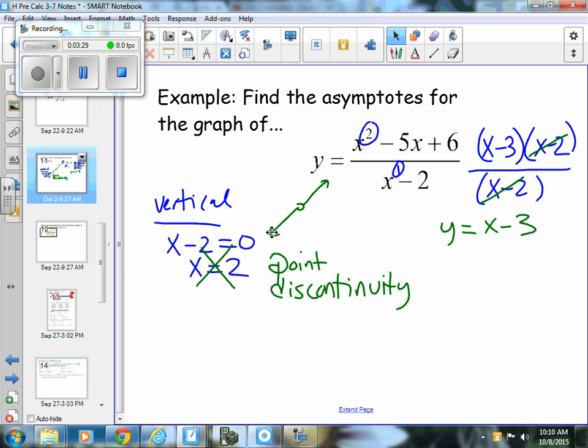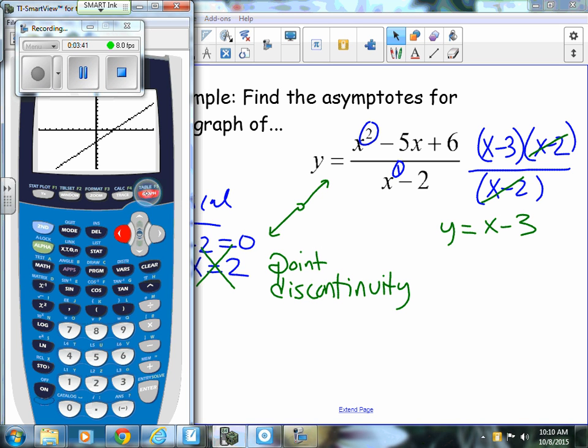There actually isn't a slant asymptote either. It's just a slanted line. So if you end up removing that discontinuity, you actually just get y equals x minus 3. You look at the graph. So there's no slant asymptote either, because the graph is a slanted line. So that's kind of the extreme case there.